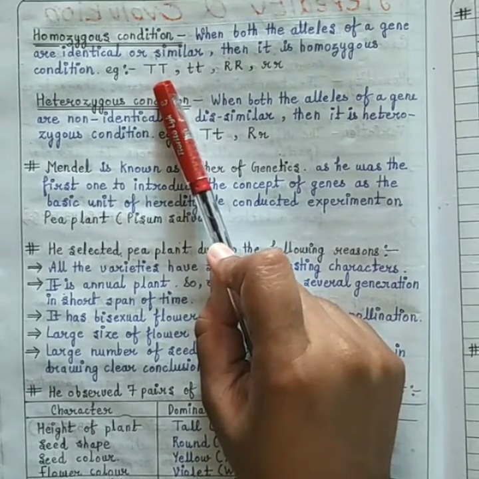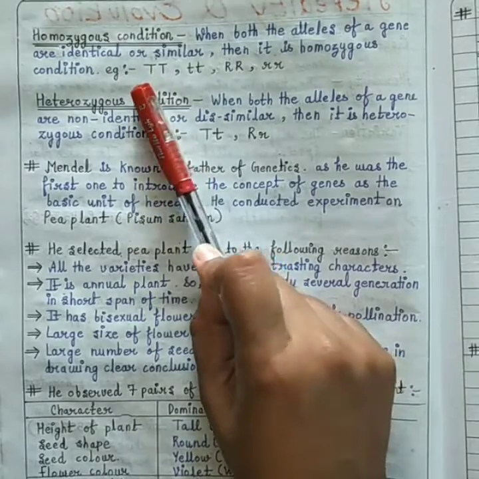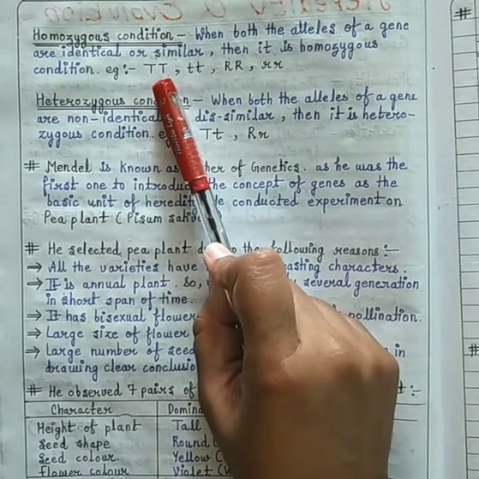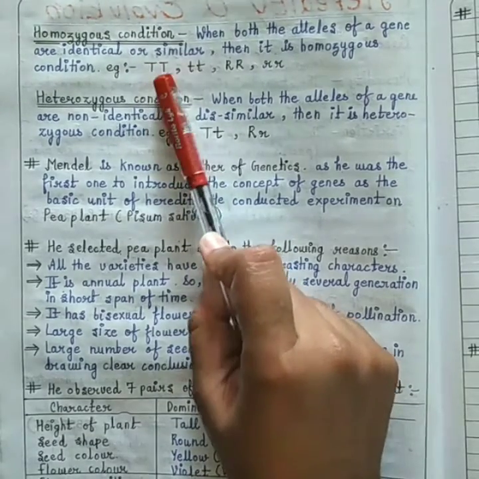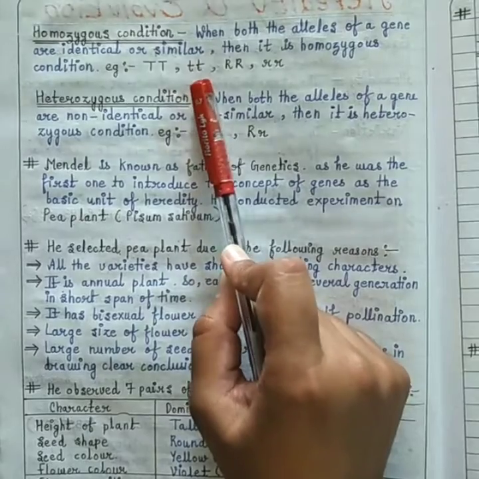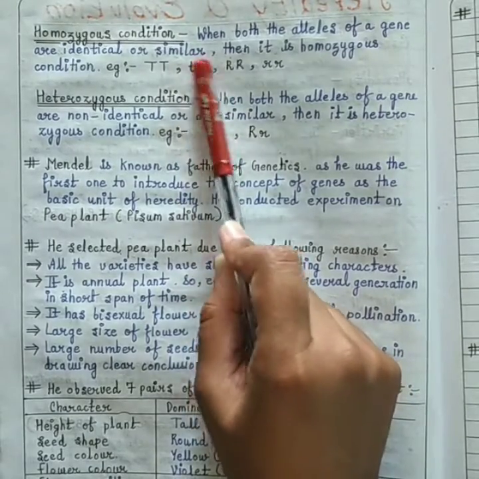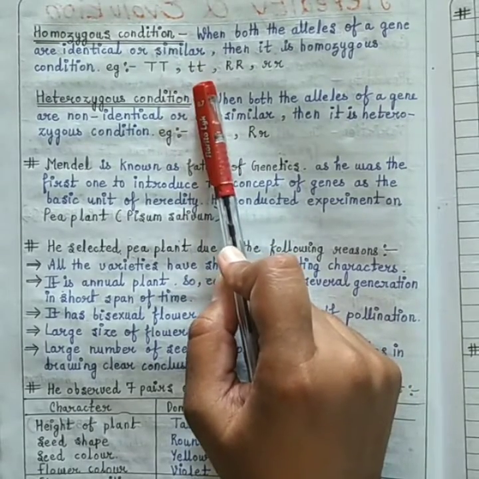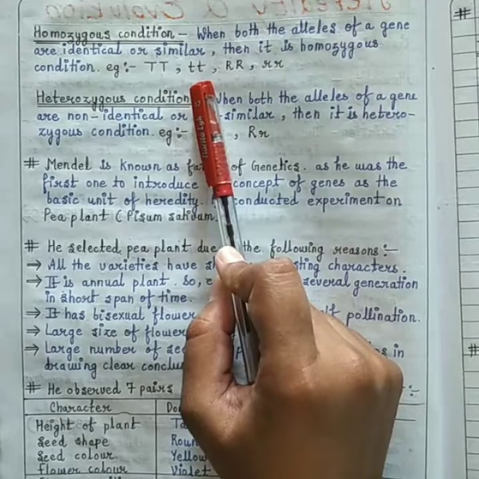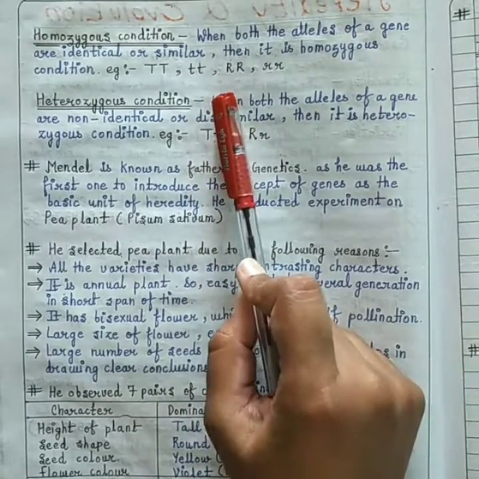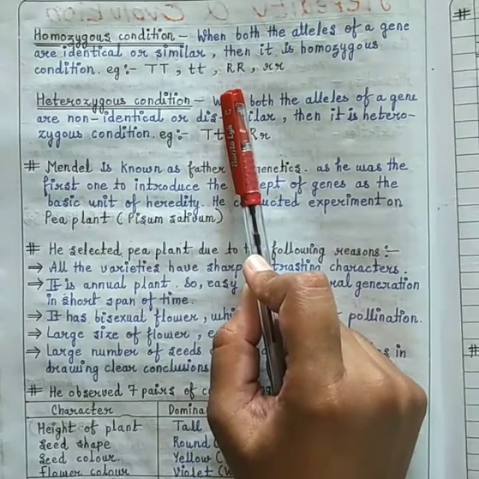These are two alleles for tallness. So capital T, both are the same, similar, so this is a homozygous condition. Now small t together, in this genotype combination both alleles are the same, so this is which type of condition? Again homozygous condition. Now capital R for round seed shape.